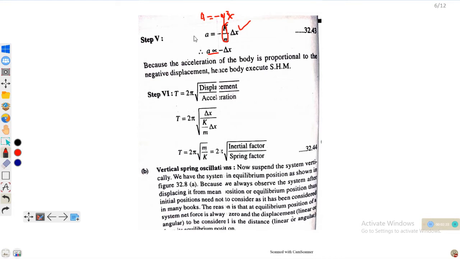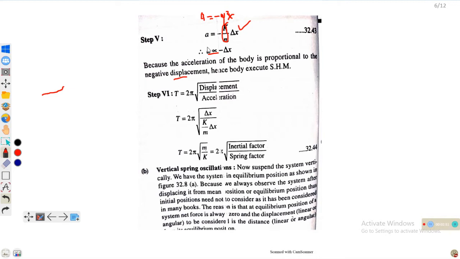It means our spring system is oscillating with simple harmonic motion, because the acceleration of the body is proportional to the negative of the displacement. The negative sign shows that its direction is always toward the mean position, because it will always try to regain its original position, which is at equilibrium, where no force is acting.